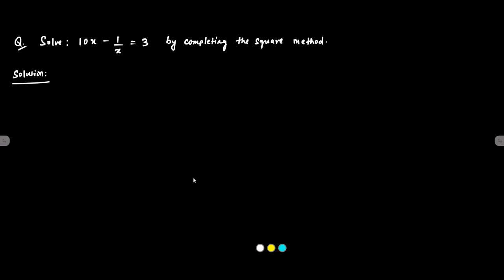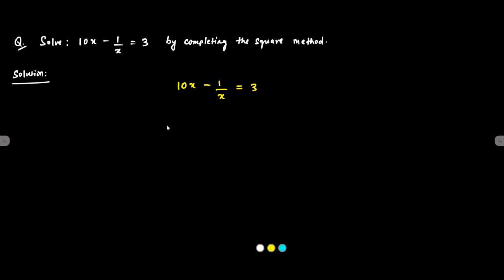So here is another question on solving quadratic equations through the completing the square method. Here the equation is 10x minus 1 by x is equal to 3. This is not directly given in the form of a quadratic equation. We have to bring it into the form of a quadratic equation first and then solve it.